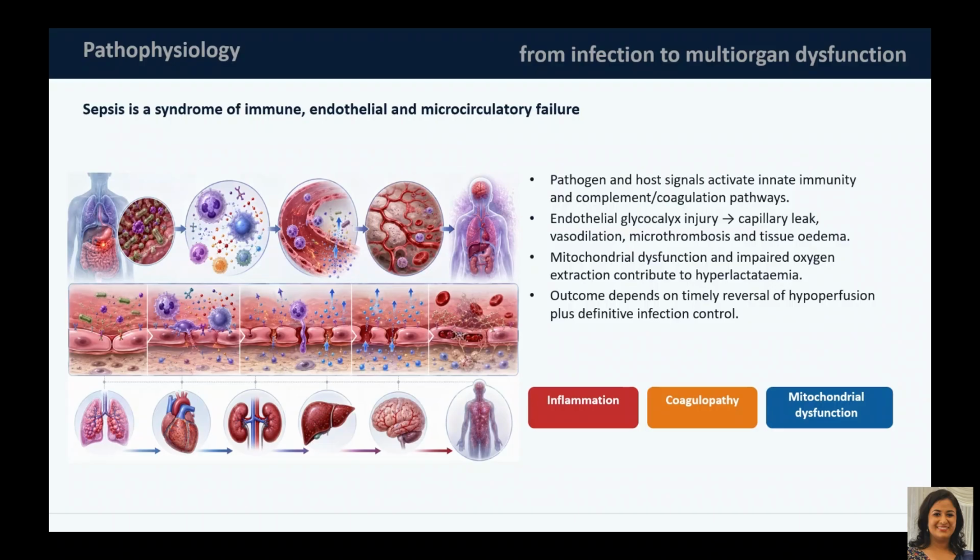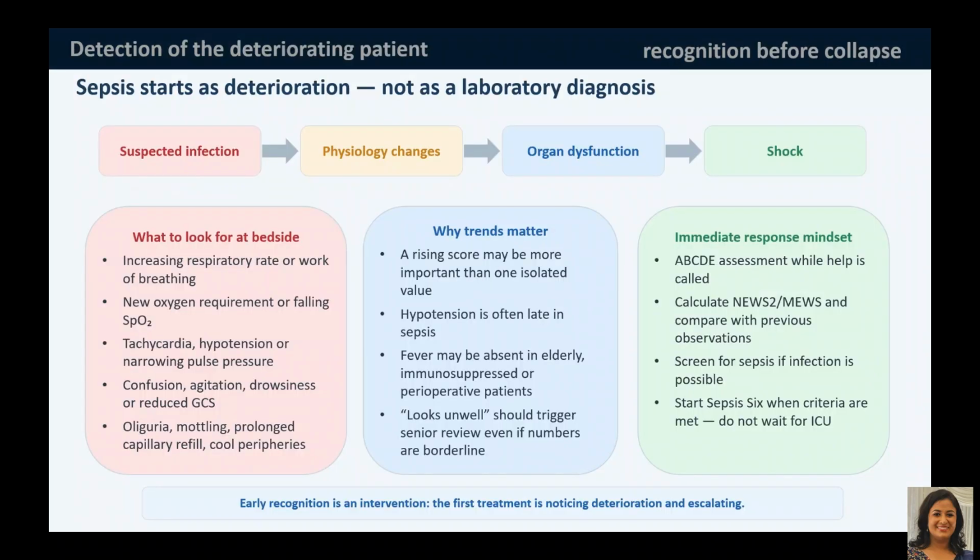And the other one is that there is a global mitochondrial dysfunction in sepsis. So even though your perfusion is adequate, even though you administer your oxygen properly, the mitochondria are unable to utilize this oxygen. So you will have a rise in lactate. So the inflammation of the endothelium with coagulopathy and the mitochondrial dysfunction give rise to sepsis as a syndrome. So there is ultimately immune, endothelial, and microcirculatory failure in sepsis.